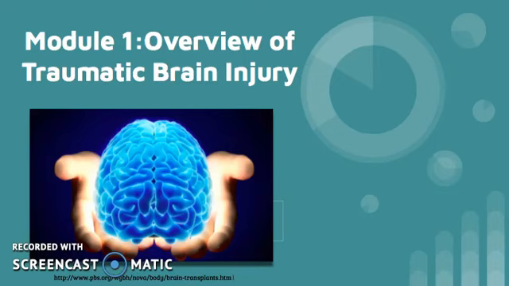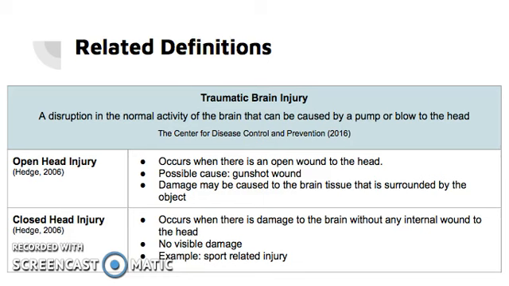Welcome to Training Module 1, an overview of traumatic brain injury. During this short training, you will learn what a traumatic brain injury is, the different types, and who is at risk. So what is a traumatic brain injury? Traumatic brain injury, also known as a TBI, has been described in many ways. The Center for Disease Control and Prevention describes a traumatic brain injury as a disruption in the normal activity of the brain that can be caused by a bump or blow to the head.